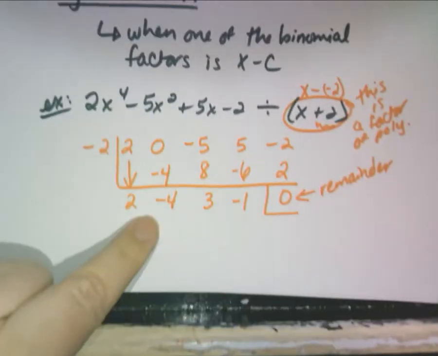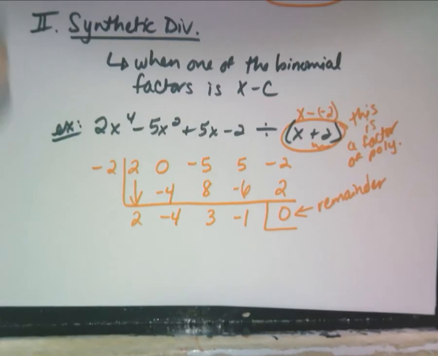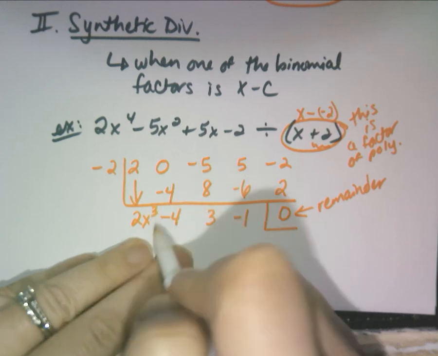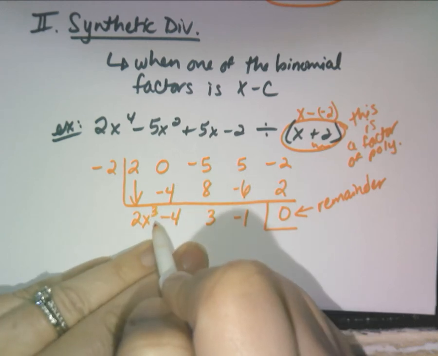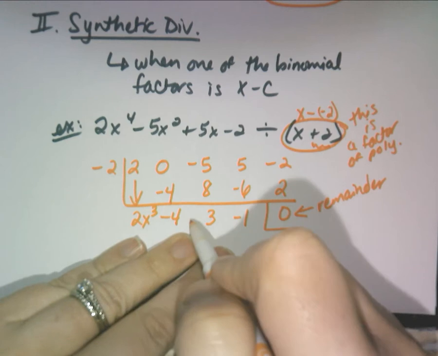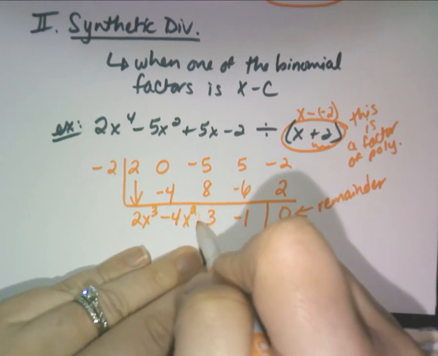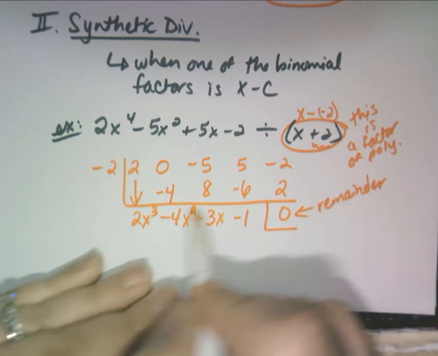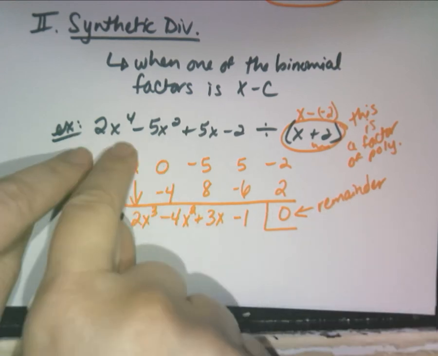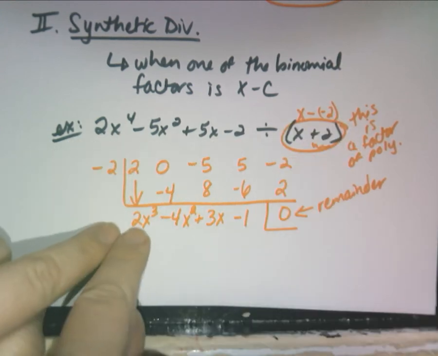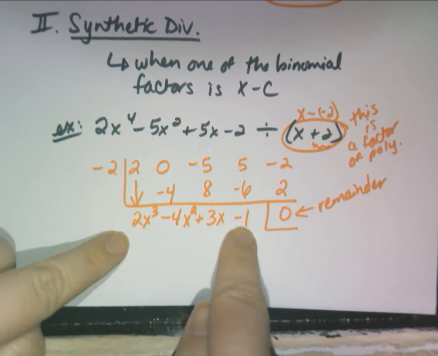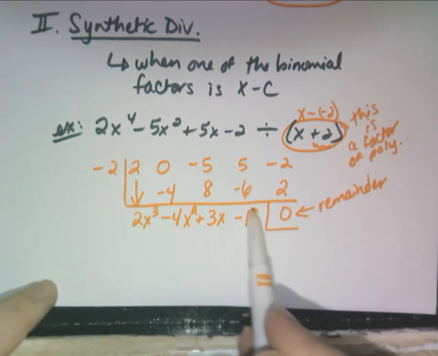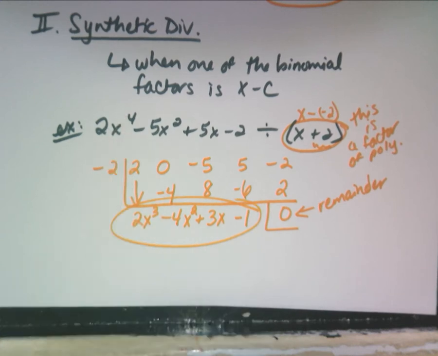So this right here, sorry, this 2 is actually now 2x to the 3rd. That's the new polynomial that was divided. This would be minus 4x squared plus, guess what the 3 is? X, and then minus 1. If you took this divided by this, you would end up with 2x cubed minus 4x squared plus 3x minus 1 with a remainder of 0. Oh, no way. You always decrease by division of 1.